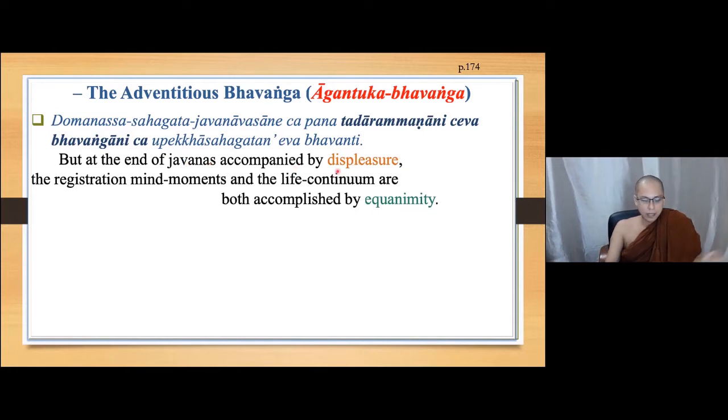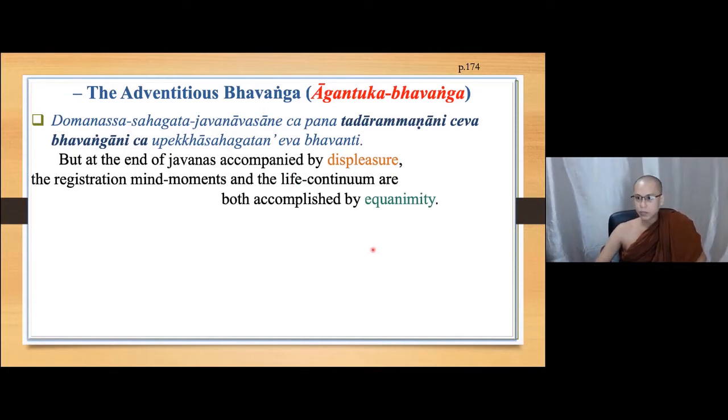This information I just explained in the former slide. The Javana accompanied by displeasure is also followed by equanimity. So what I said in that slide refers to this text. According to this, I gave you that information: Javana accompanied by displeasure, Domanassa Sahagata Javana, is followed by equanimity registration or equanimity bhavanga. So I already identified this about the registration. Later we will come to the life continuum, bhavanga.